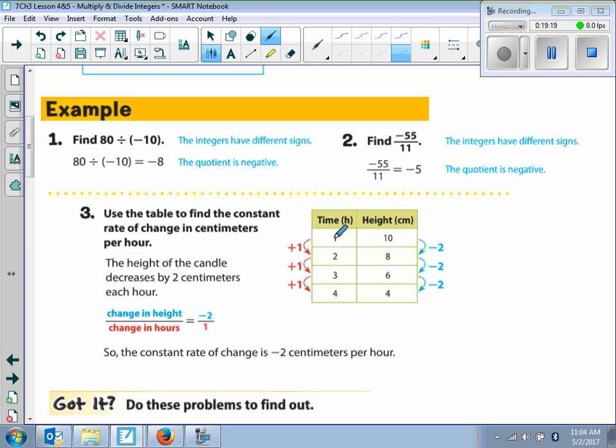How about 1 to 2, 2 to 3, and 3 to 4? You're adding 1 each time. So when you are looking at your rate of change, you've got the negative 2 over 1. Okay, all right. The constant rate of change is negative 2 over 1. So the constant rate of change is negative 2. I said negative 2 centimeters per hour. Did that sound the same?